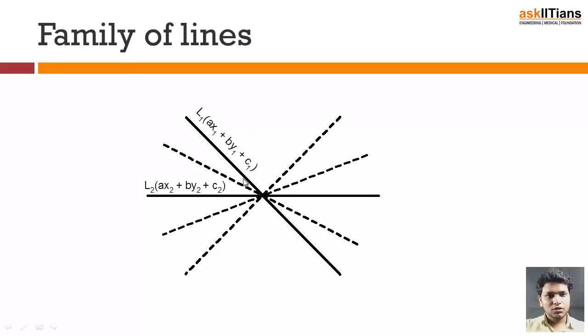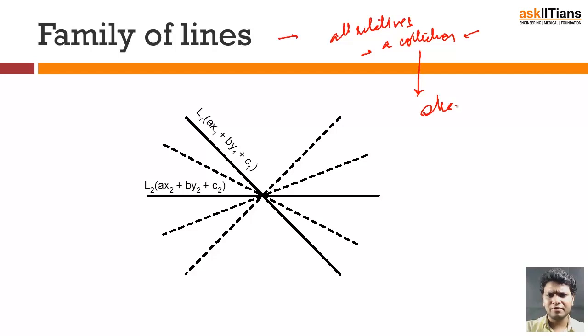Family of lines. As the word itself suggests, we are talking about lines and their family. As you all know, family is something which includes all the relatives and all the siblings, kin, everybody. So family means a collection, right? A collection or a group. This is how we also mean family in mathematics, and specifically in straight lines.